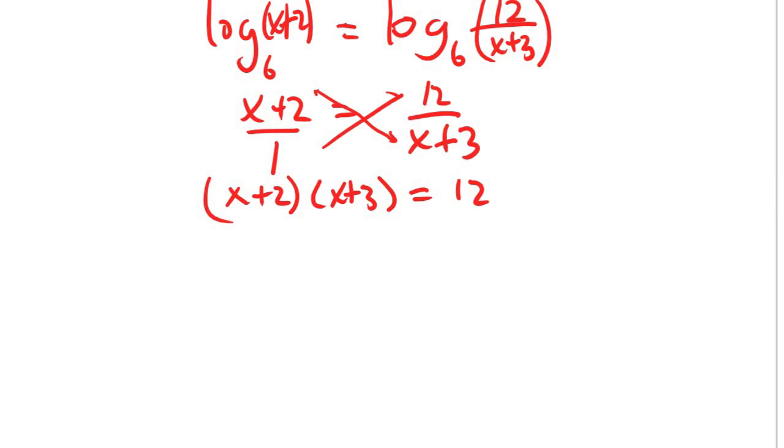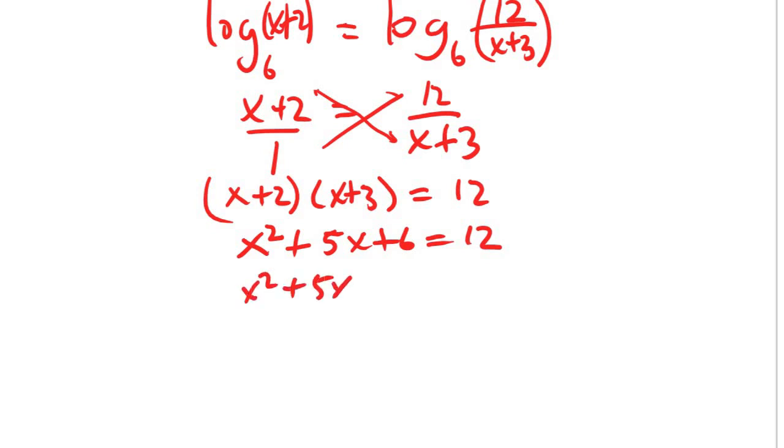Like I did before, when one of the problems involves division, you cross multiply. Now I'm ready to multiply this. If you do your box with this, it will be x squared plus 5x plus 6 equals 12. Subtract 12 from both sides. x squared plus 5x minus 6 equals 0.